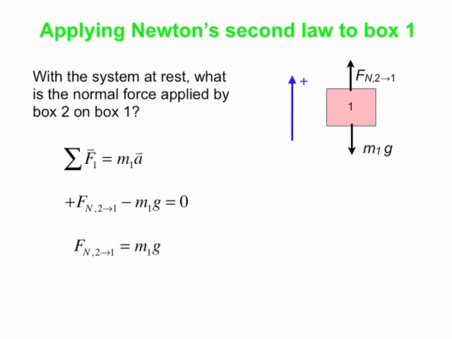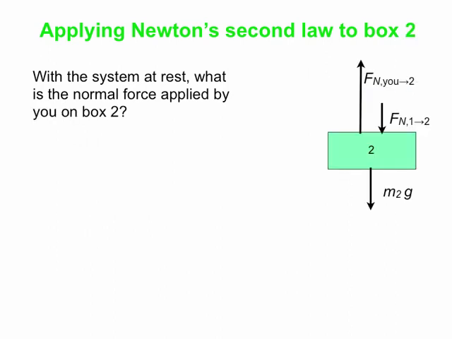Okay, so that allows us to show that the normal force applied by box 2 on box 1 is, in this particular case, equal in magnitude to the force of gravity applied by the Earth on box 1. Those forces are in opposite directions, but here we're just getting the magnitudes. So we're showing that the magnitudes are equal.